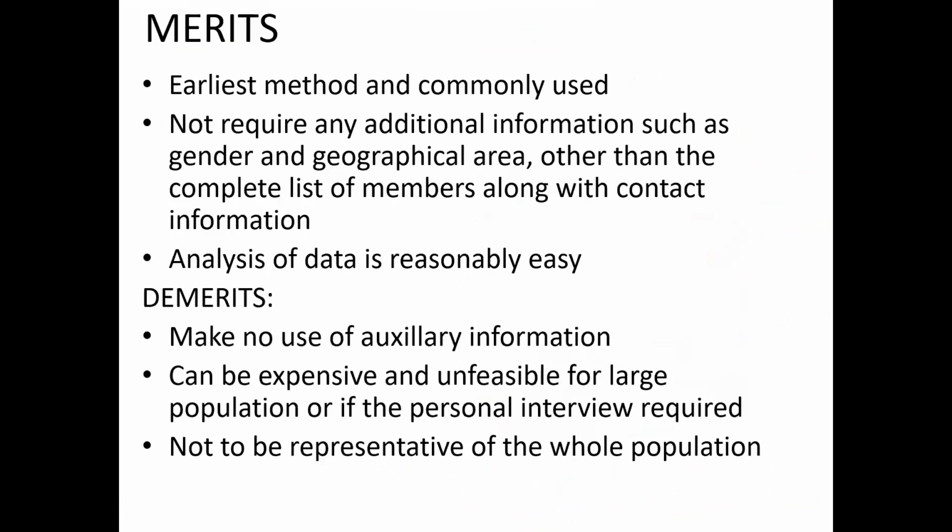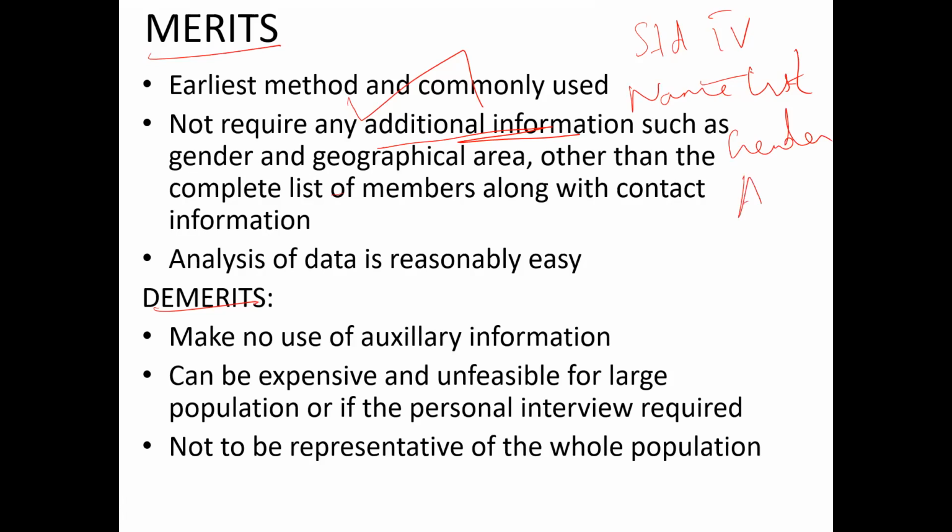Next, moving on to the merits and demerits of simple random sampling. Simple random sampling is the earliest method and is commonly used because it's very easy to select randomly. No additional information is required. For example, with the standard 4 name list, I select the population. I don't need gender difference or age or anything else. Only the standard 4 name list is enough.